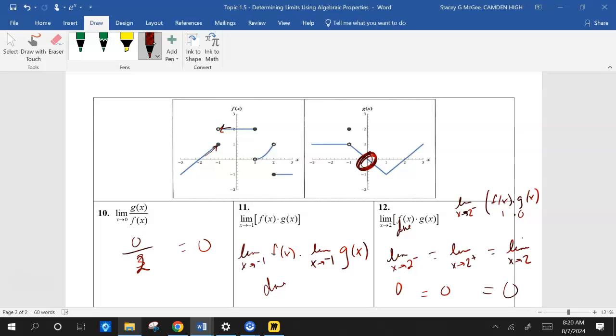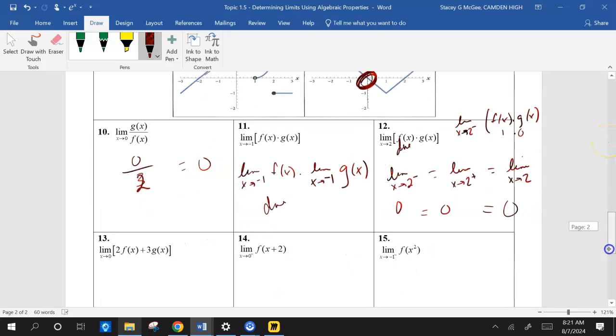I argue that. I say because it does not exist when you split it up. But okay, I did want to show you that and how they got that. All right, look at the next one.